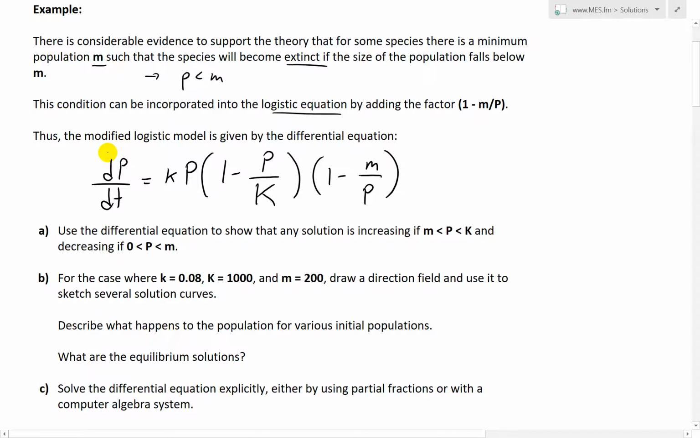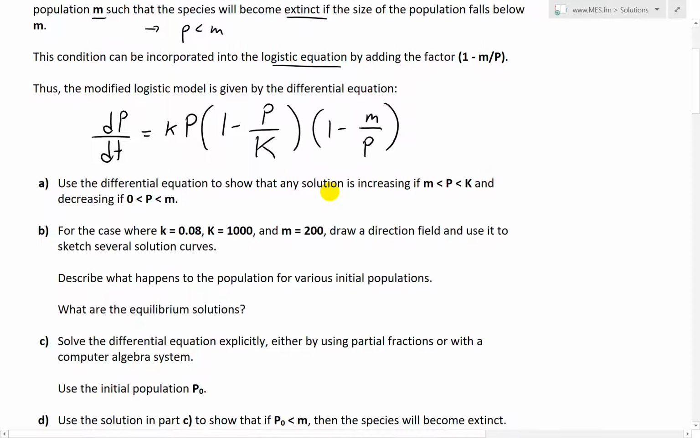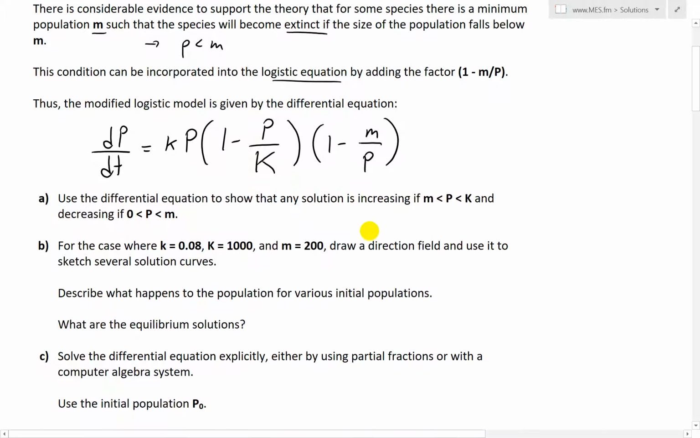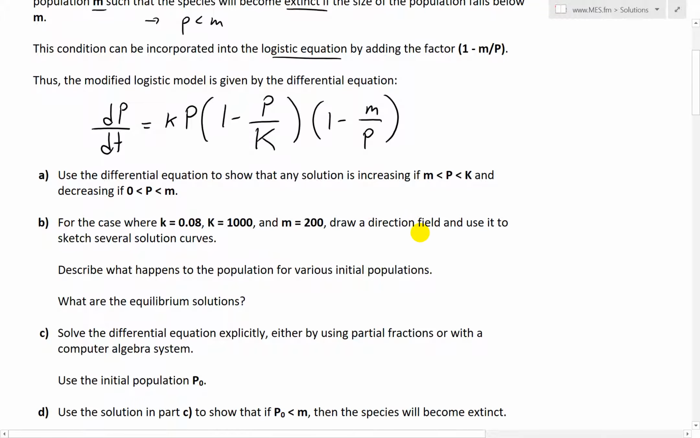Thus the modified logistic model is given by the differential equation dP over dt equals lowercase k, which is a proportionality constant, t is time, P is population size, times P, then times 1 minus P over capital K, where that is again the carrying capacity. I went over those in previous videos, so make sure to check those out. I'll put all the links to my previous related videos in the description below, so check those out.